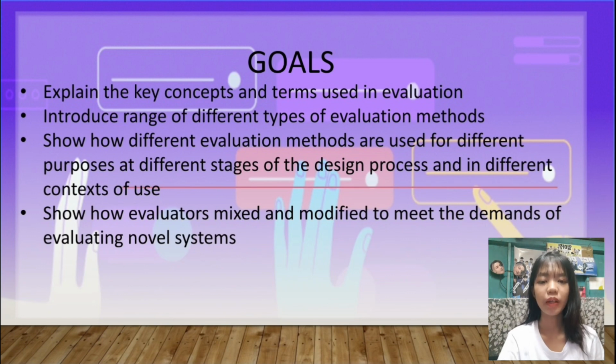The main goals of this chapter are to accomplish the following. First is, explain the key concepts and terms used in evaluation. Next is, introduce a range of different types of evaluation methods. And it shows how different evaluation methods are used for different purposes at different stages of the design process and in different contexts of use. Next is, it shows how evaluation methods are mixed and modified to meet the demands of evaluating novel systems.